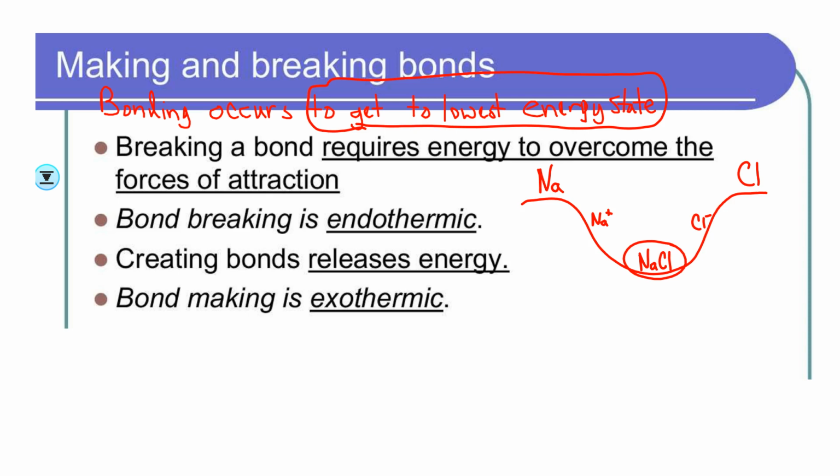All right. So breaking a bond requires energy to overcome the force of attraction. So I have to add energy to a compound to make it break. Bond breaking is endothermic. Means it takes heat in. All right. Bond making, or creating bonds, releases energy, so it makes it exothermic.